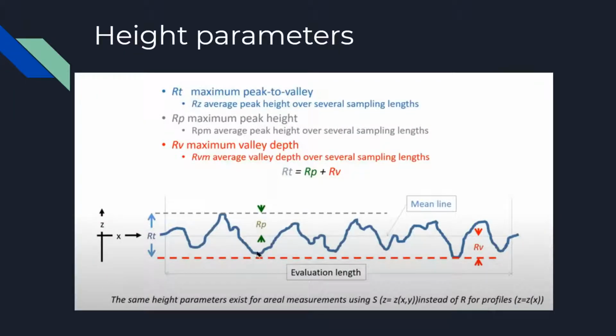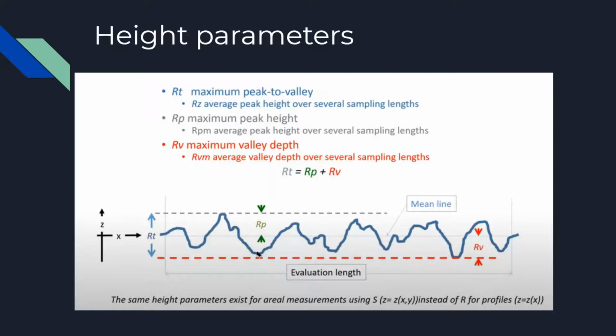Now, let's dive into some things you might see in the lab. On the bottom in blue, we have a mock-up of a surface with a mean line through the middle. Now, starting from the top, we have RT, the maximum peak to valley distance. This is calculated by taking the highest peak and the lowest valley.